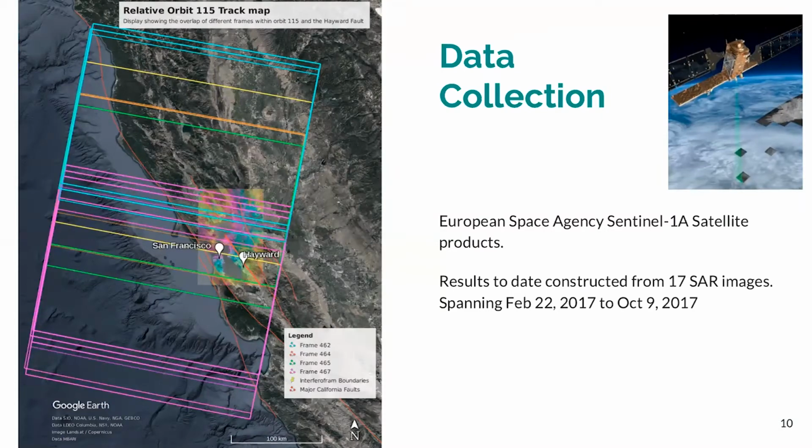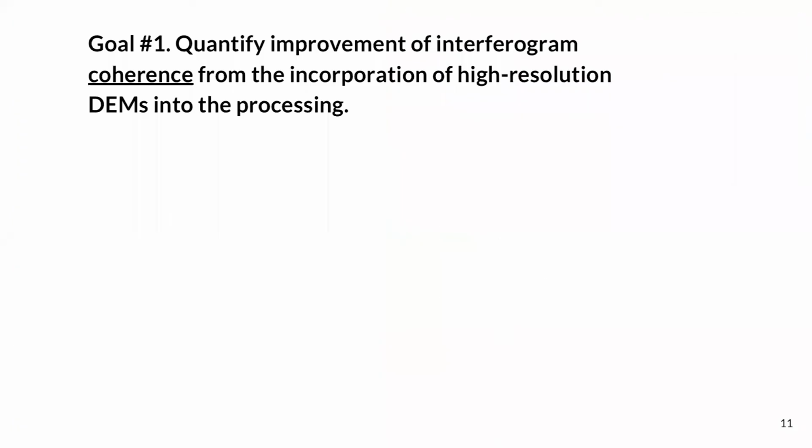Now that we have a better idea of where our SAR scenes came from, let's apply these back to our goals. So our first one was looking at coherence. We want to know basically how well our InSAR images work. So it's basically a measure of how well they represent the deformation.